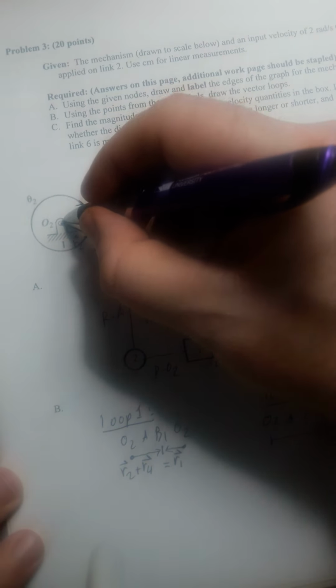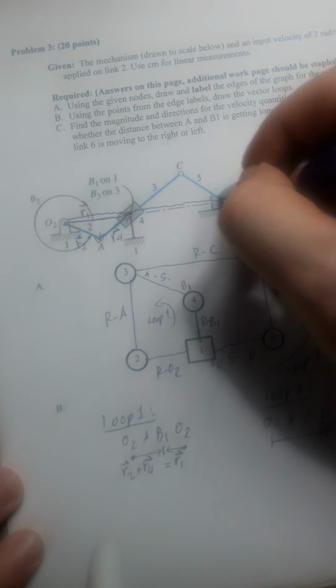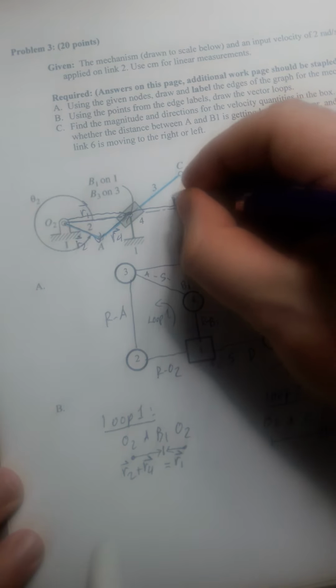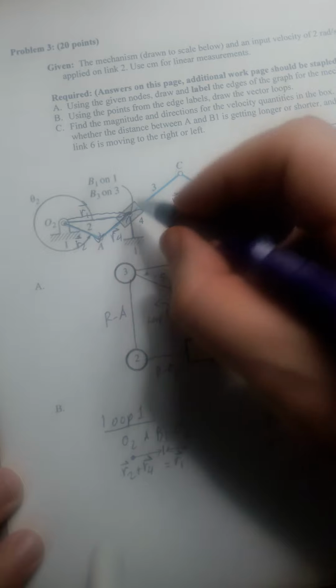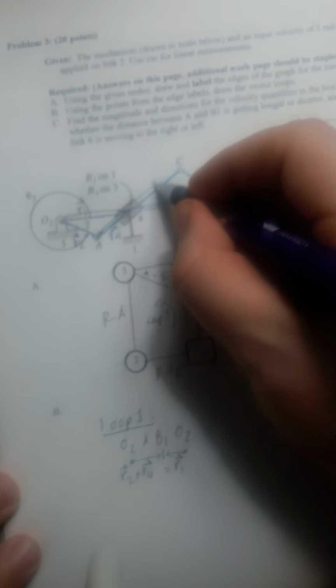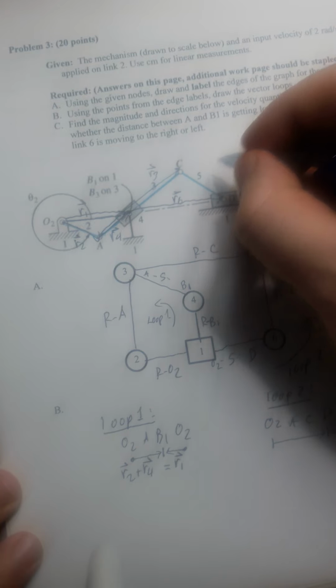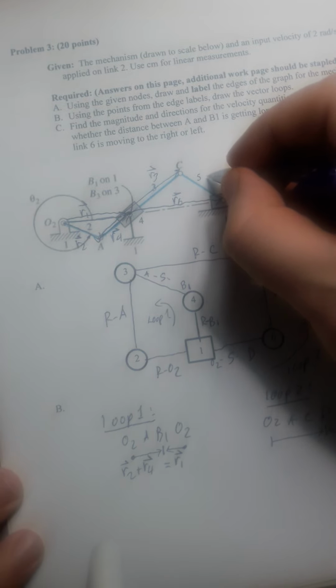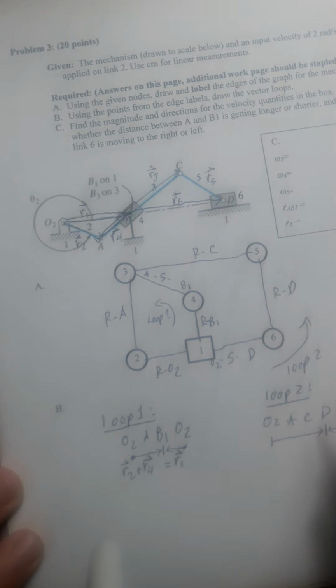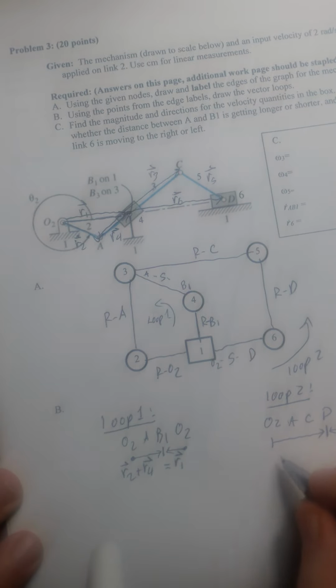So O2 to D will be this vector right here, and I'll call that R6. I've already got R2. I'm going to have a different vector here that's R3, and then I'm going to have a vector R5 right here. And so my equations are going to be R2 plus R3 plus R5 equals R6.